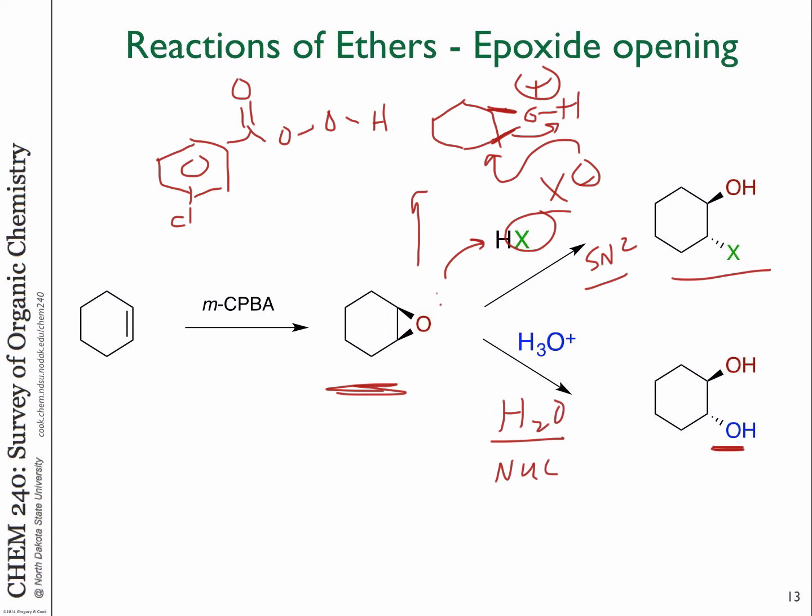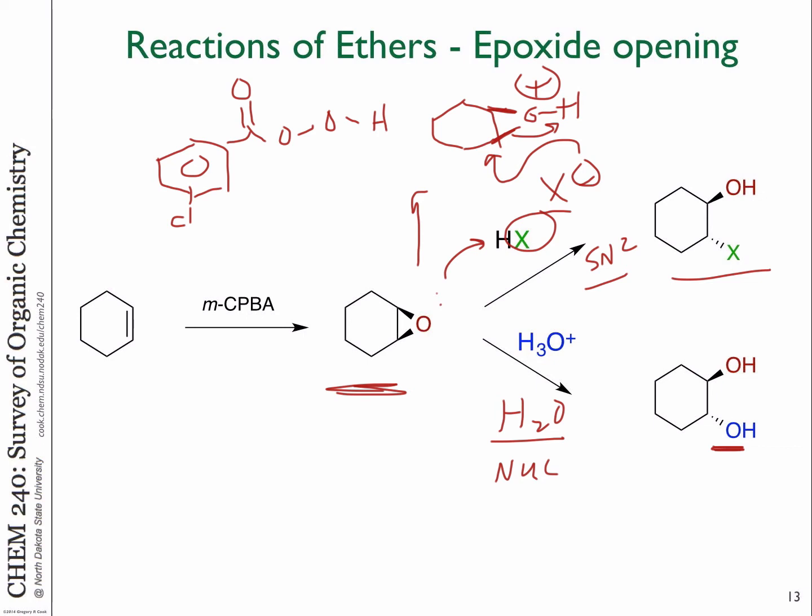Okay, same thing. You form the oxonium, and then water attacks and breaks the three-membered ring. You get an OH on either side. Okay, pretty straightforward. As a matter of fact, I think we talked a little bit about this in the chapter on alkenes when we first introduced epoxide.